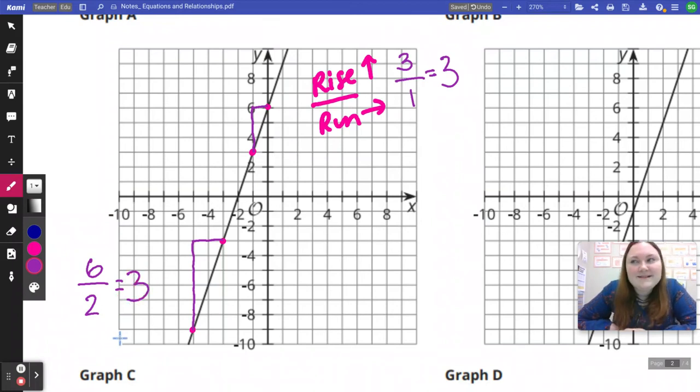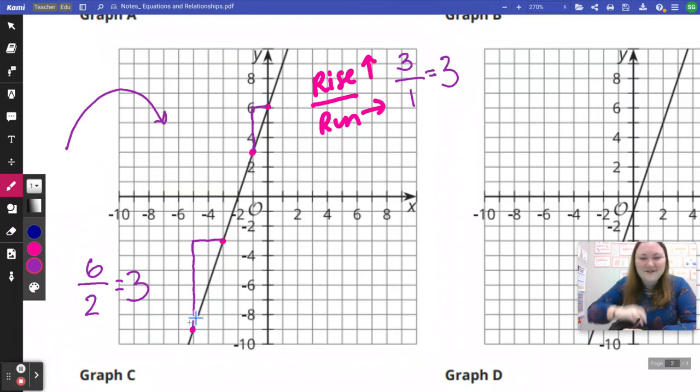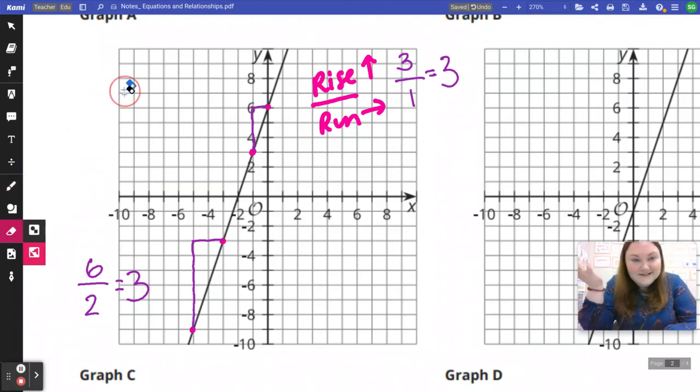This all goes back to that idea of what slope is. Slope is the direction of the line, and no matter what points I pick on this line, they're all going the same direction, right? My line isn't changing directions. It's going that same direction the whole time. So you can pick any points and you'll get the same slope.